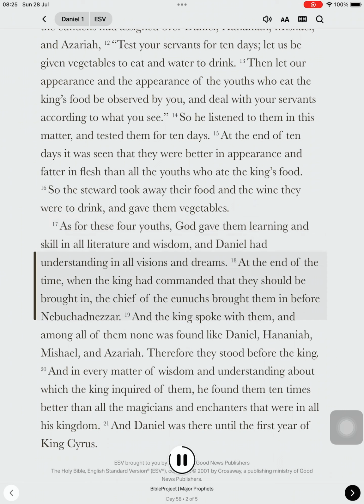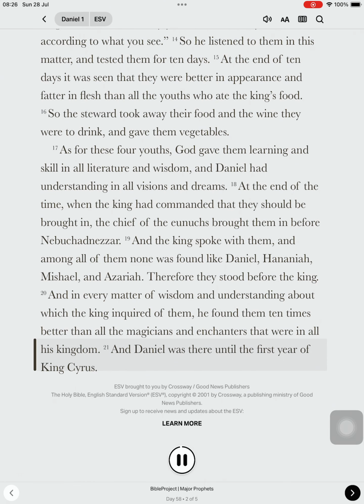At the end of the time when the king had commanded that they should be brought in, the chief of the eunuchs brought them in before Nebuchadnezzar. And the king spoke with them, and among all of them none was found like Daniel, Hananiah, Mishael, and Azariah. Therefore they stood before the king, and in every matter of wisdom and understanding about which the king inquired of them, he found them 10 times better than all the magicians and enchanters that were in all his kingdom. And Daniel was there until the first year of King Cyrus.